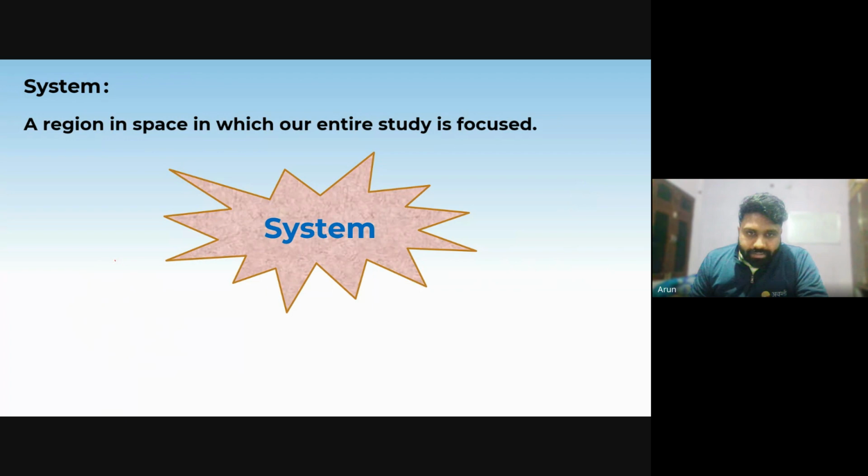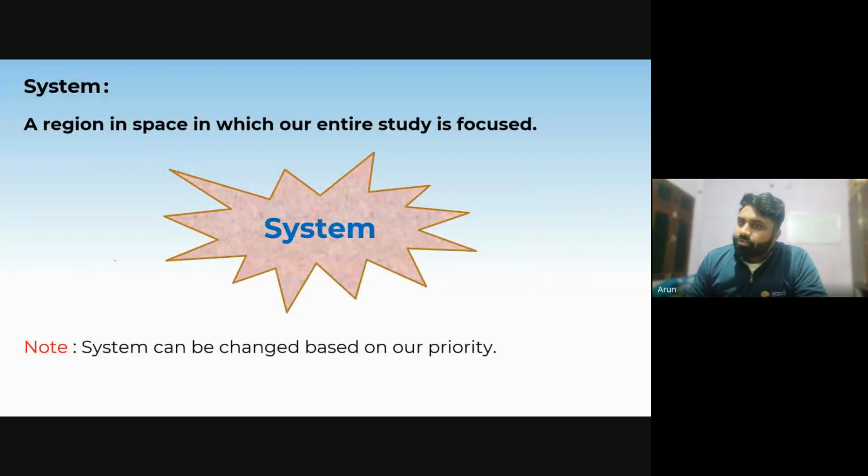Now, moving next, the system can be changed based on our priority. So if we are interested in the bulb itself, our system is the bulb. And if we are interested in the whole container or the whole room in which that bulb is placed, that whole room is our system. It depends on our priority, which object we want as our system.